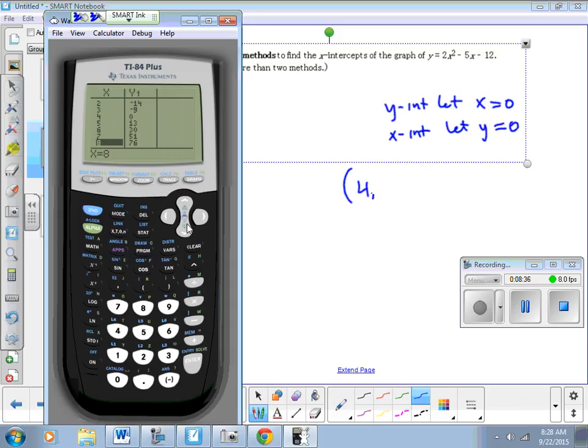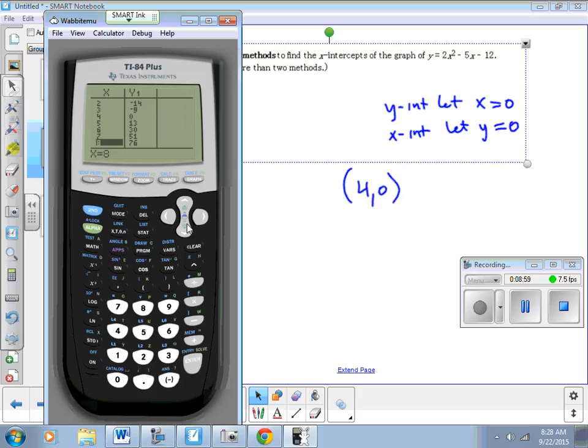Does everybody see that coordinate on the table of values? Okay, that's an x-intercept, isn't it? At 4, 0. Can I figure out where the other one is? No, not when x is 0. I want another x-intercept because you notice it was a quadratic equation.